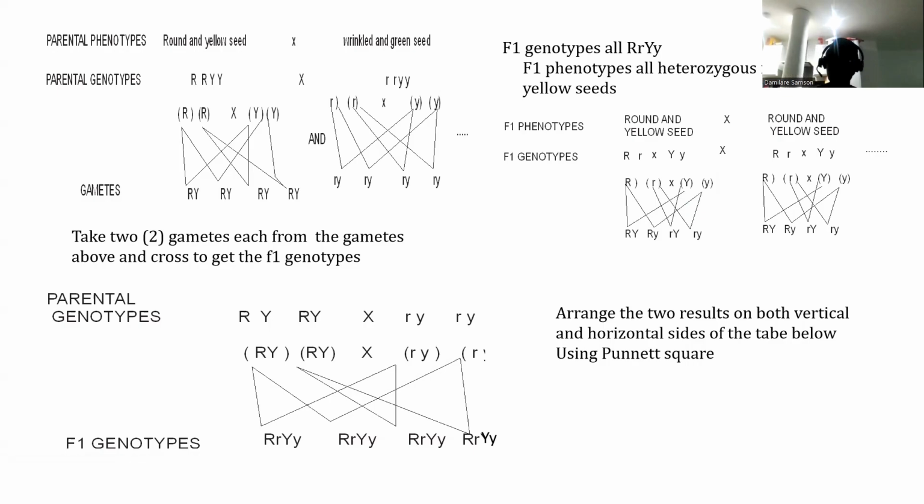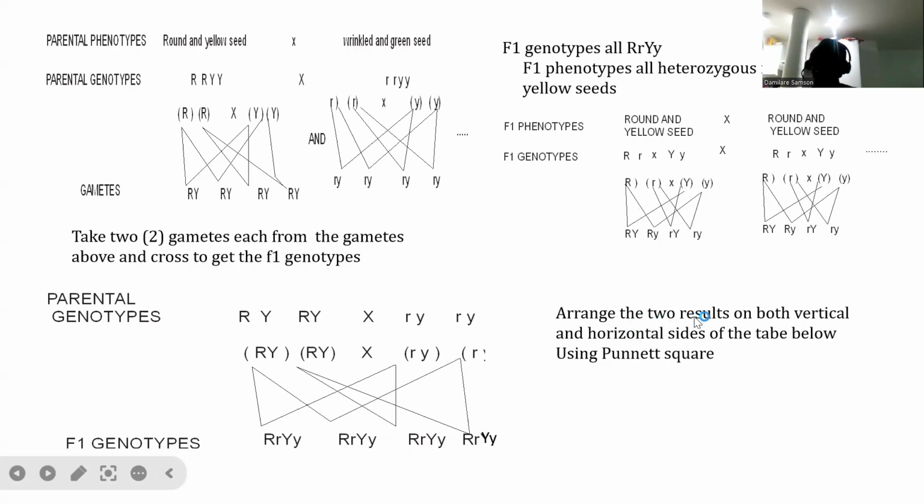Now, you do the same thing for the other side, but you will know they will be the same. Why would they be the same? Because it is the same genotype that you pick each time, but you must do this. You must show the two so that whoever is marking will give you your full mark.